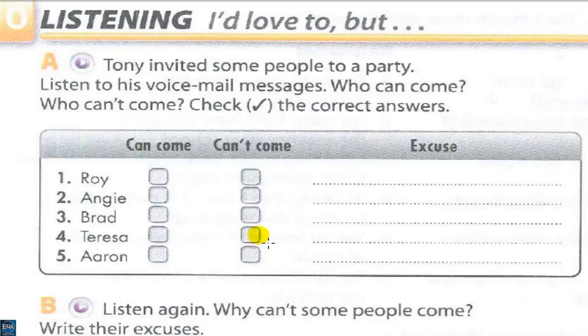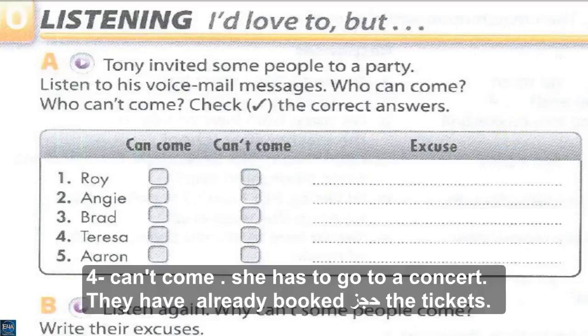4. Teresa can't come. Sorry, I can't come. Teresa is going to go to a concert. A concert, a musical party. Number 4, Teresa. Teresa can't come. She's going to go to a party with her friend Robert, and they've already booked the tickets. She can't change her plans.